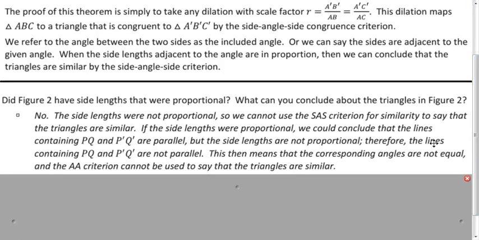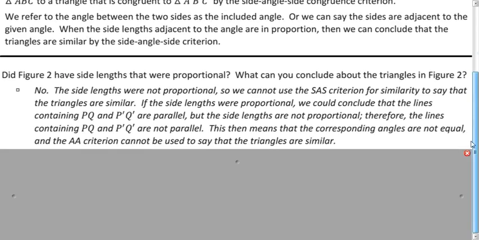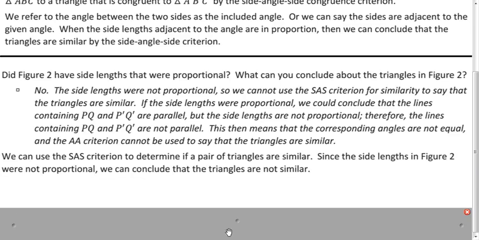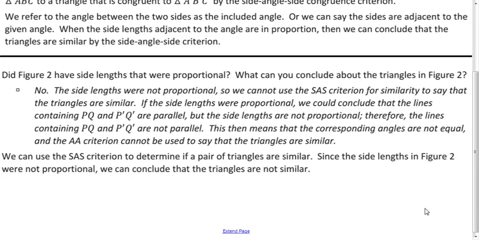So in figure 2, we saw that the side lengths were not proportional, so we can't use side angle side there. Now we're talking about side angle side from the standpoint of similarity, so the corresponding side lengths have to be proportional, not congruent or equal measurements. So we can use that to show if triangles are similar.